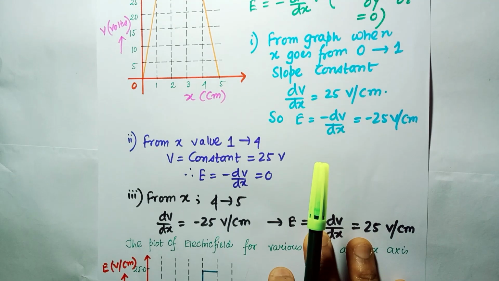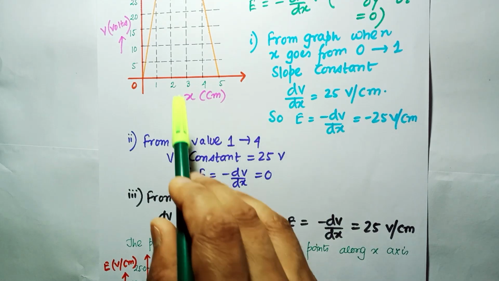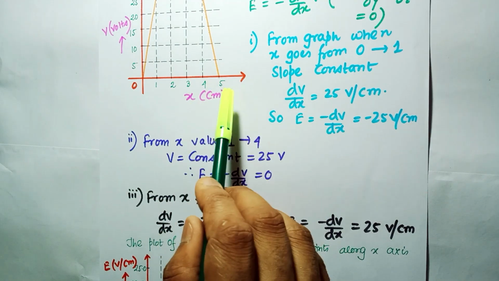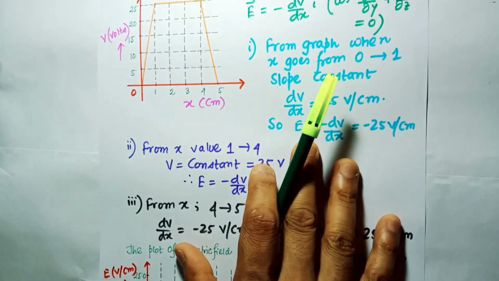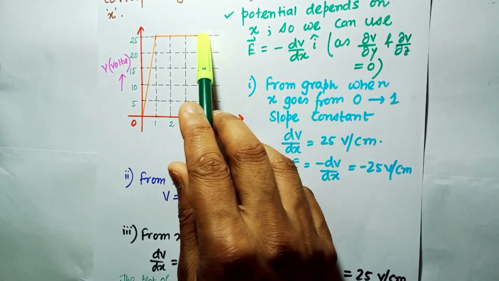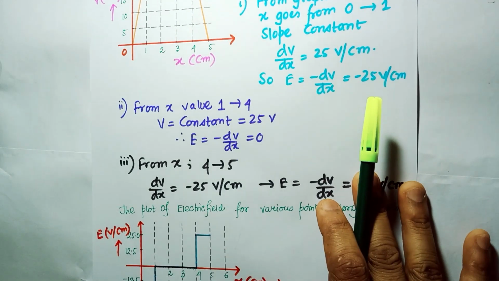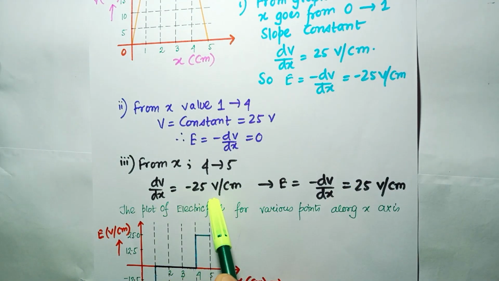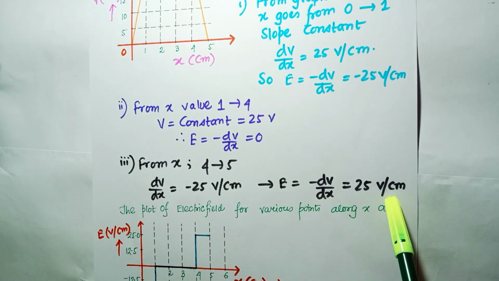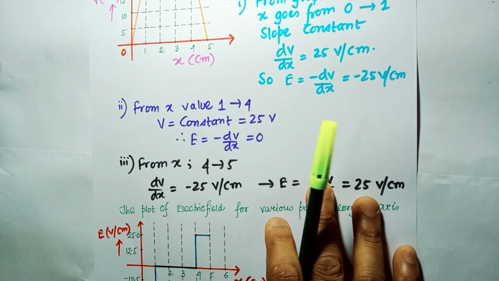Again from x is equal to 4 to 5, you can see from 4 to 5 under the separation of 1 centimeter, the voltage again drops from 25 volt to 0 volt. So dV/dx comes out to be minus 25 volt per centimeter. So again the electric field is equal to minus of dV/dx is equal to 25 volt per centimeter. So the plot of electric field for various points along the x-axis, we can plot the electric field like so.